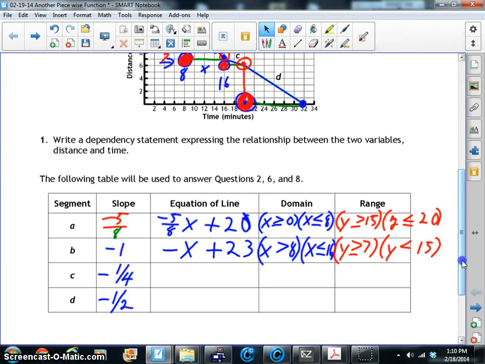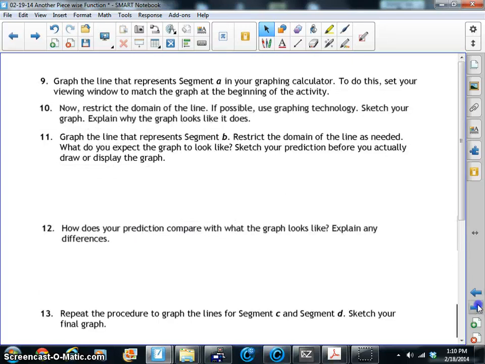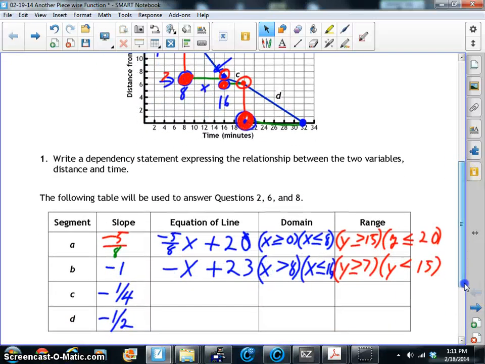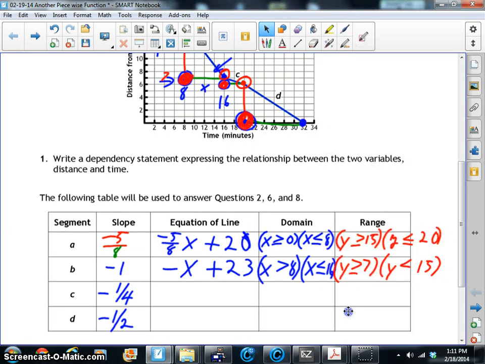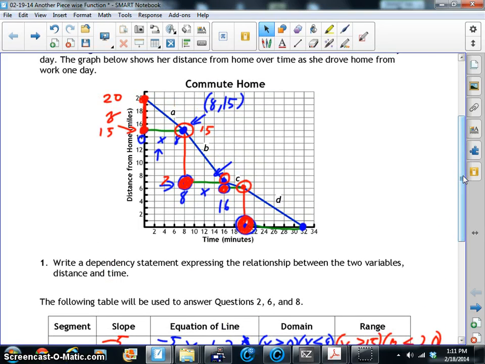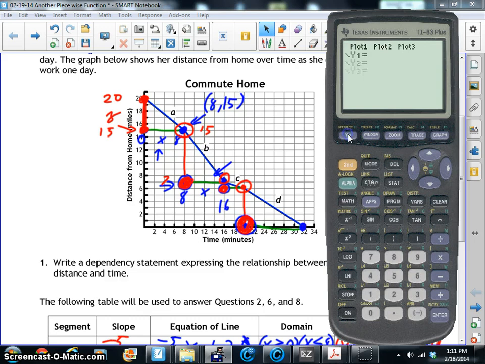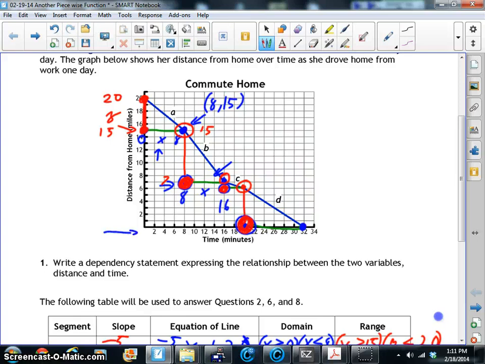Now, if we take a look at these right here, graph a line that represents segment A in your graphing calculator. So we're just going to go ahead and graph that segment right here. So, first, before I do anything else, I'm going to change my window to match this window. So first off, I take a look. Actually, I hit window. For the minimum x and the maximum x, it starts at 0 for x, and then goes on to 34, because all we're doing is looking at the bottom lines right here.